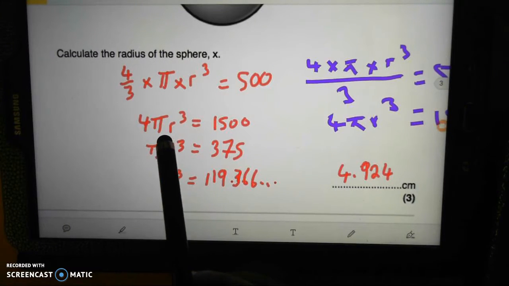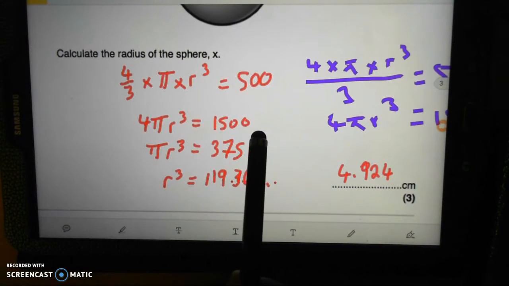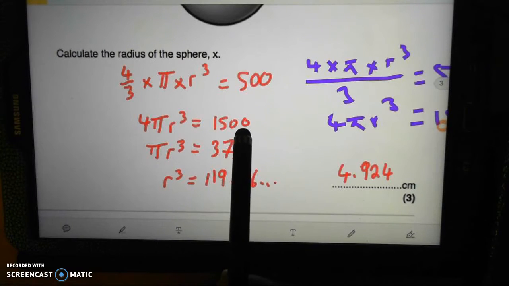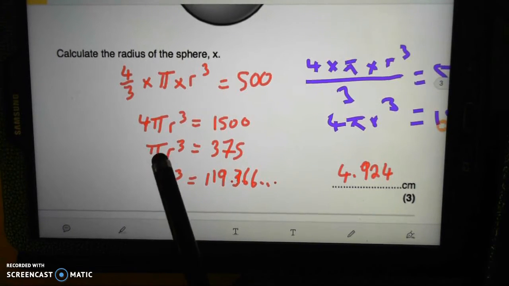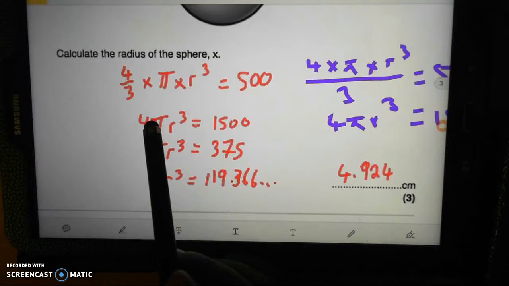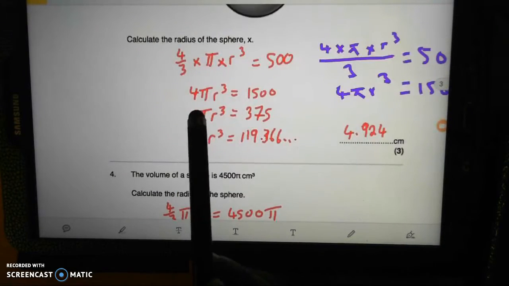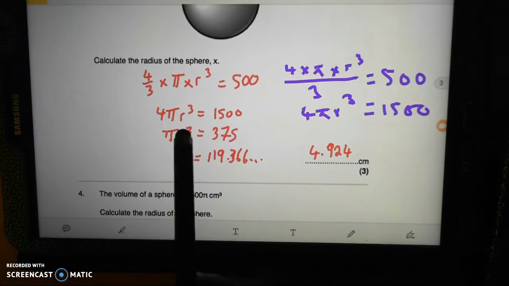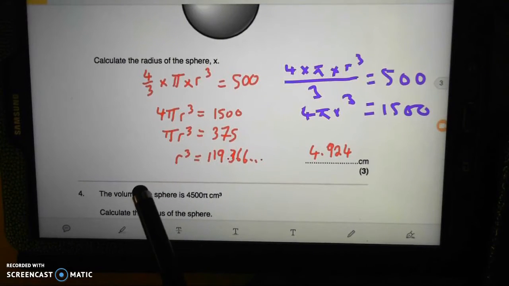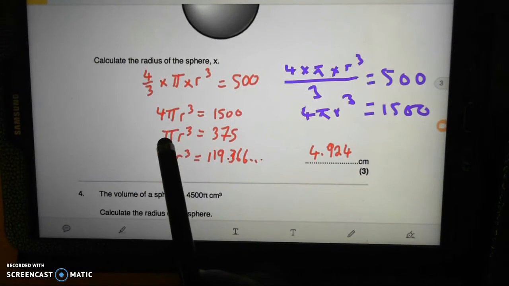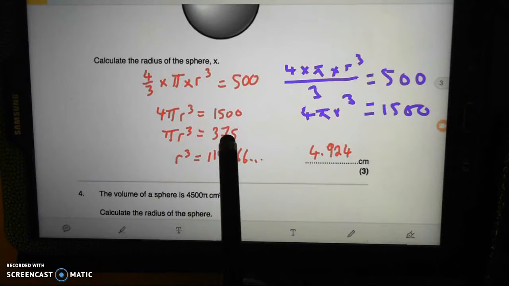So just to repeat one more time, 4 pi r cubed equals 1500. Now we need to get rid of the times 4 first. The way to get rid of the times 4 bit here is to divide both sides by 4. So pi r cubed is equal to 375. Finally, we want to get rid of the pi. So to get rid of the pi, we divide both sides by pi.